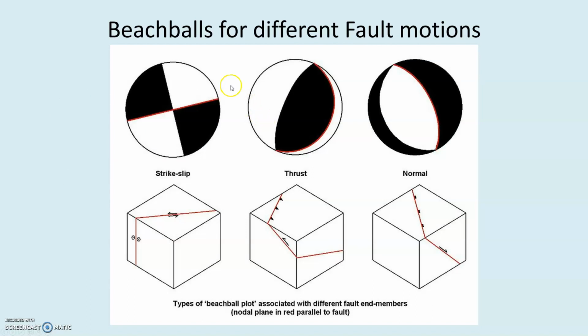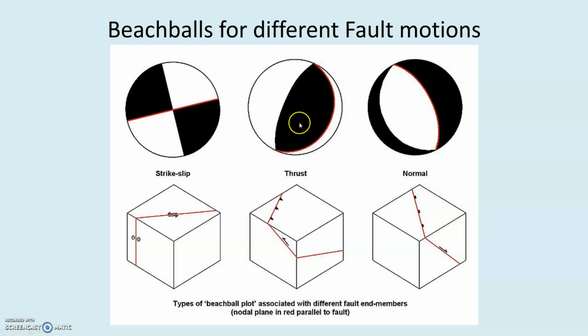We get different patterns of these beach balls, these first motion solutions or focal mechanisms, for different types of faults. For a strike-slip, we get this kind of beach ball effect, looking down, where we've got these 4 quadrants. So this is the fault in this case, and so it's a left lateral strike-slip fault.